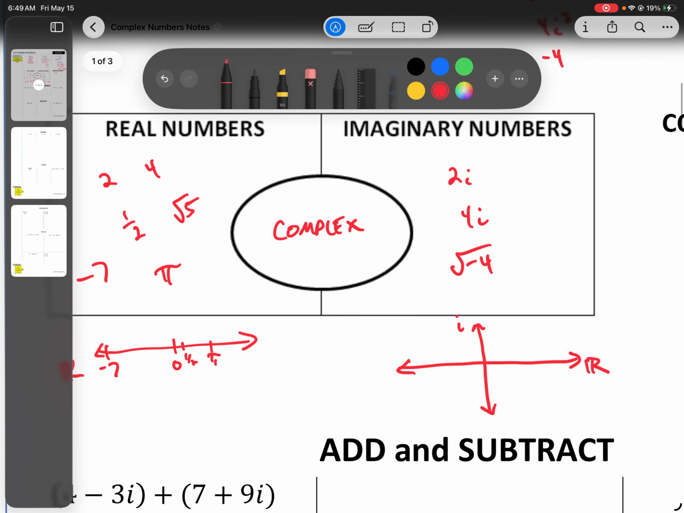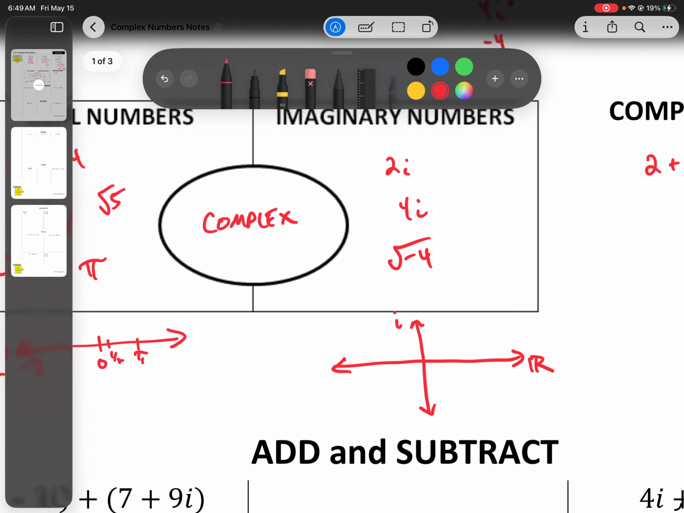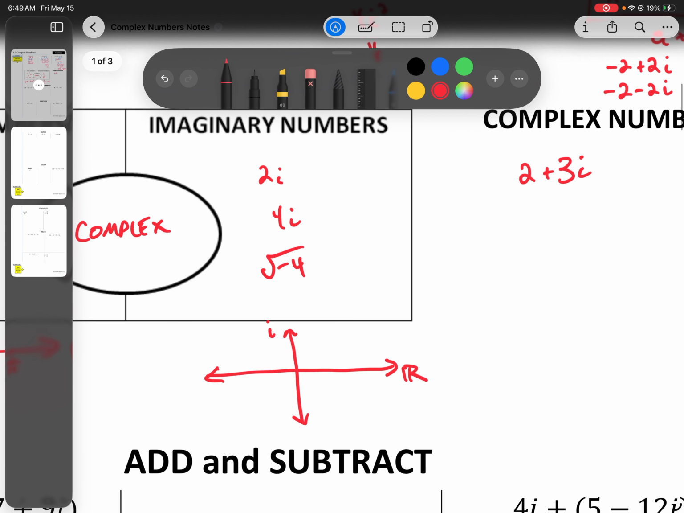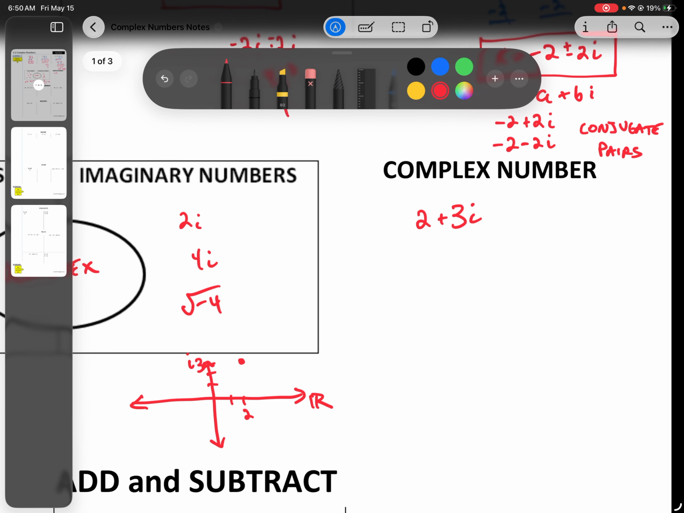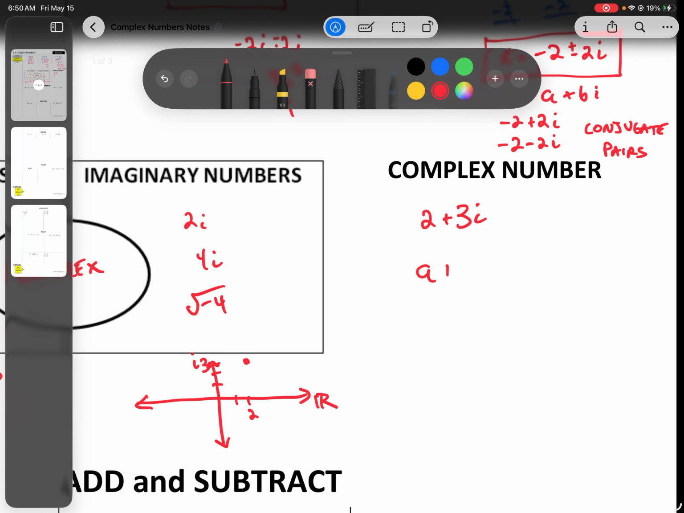So now we have to plot our numbers on a two-dimensional plane. So a number like 2 plus 3i, I'd go over 2 on the real axis, and I'd go up 3 on the imaginary axis. And that's how you would plot the number 2 plus 3i. Okay? So that's a complex number. It should always be written in the form a plus bi, where a is the real part, which we graph on the real axis, and bi is the imaginary part.